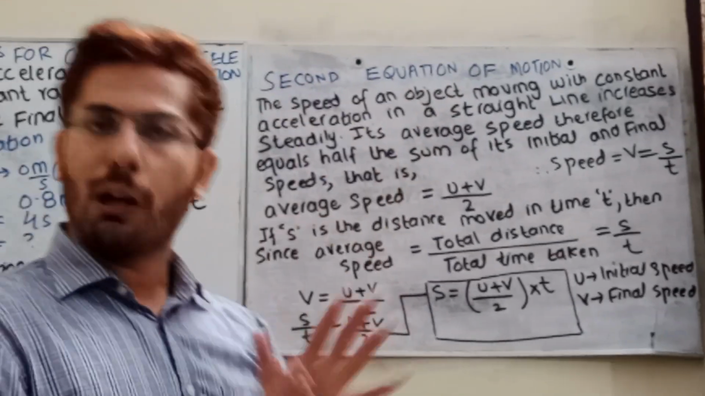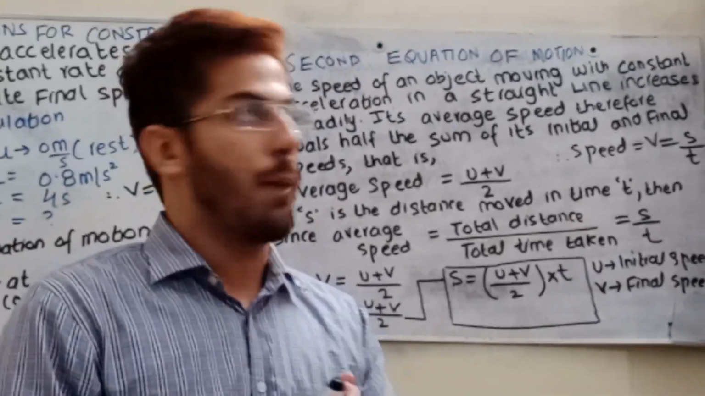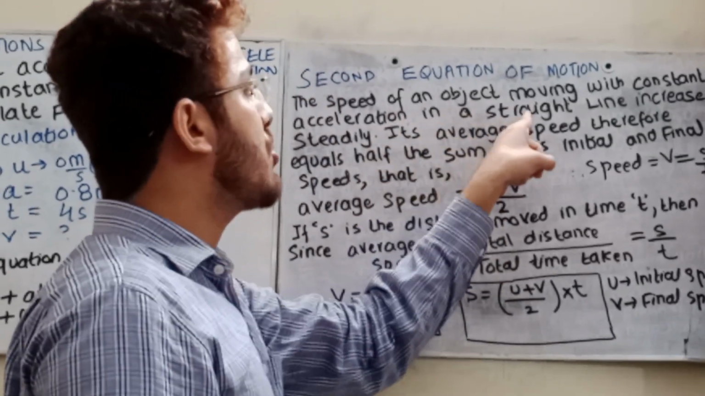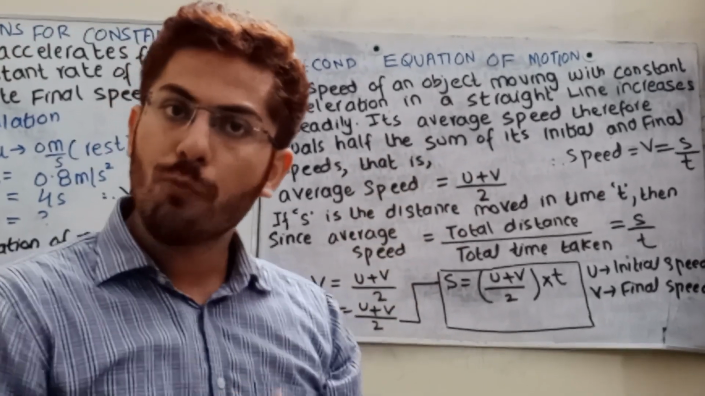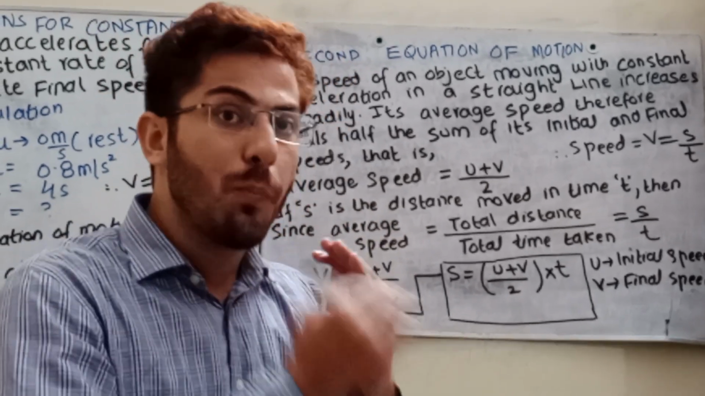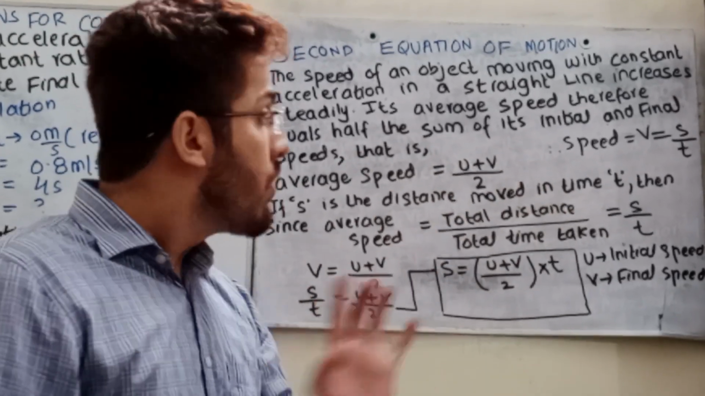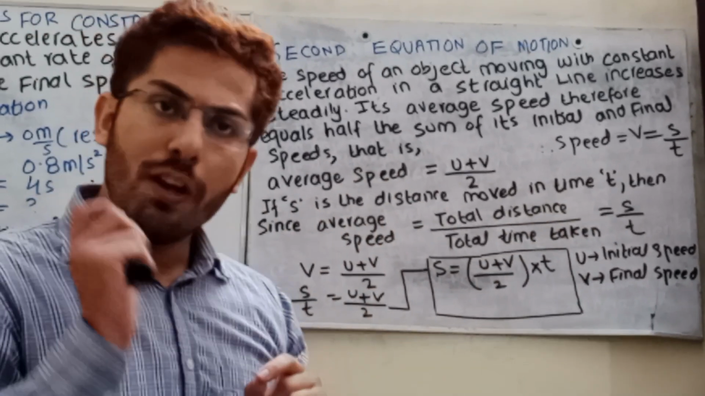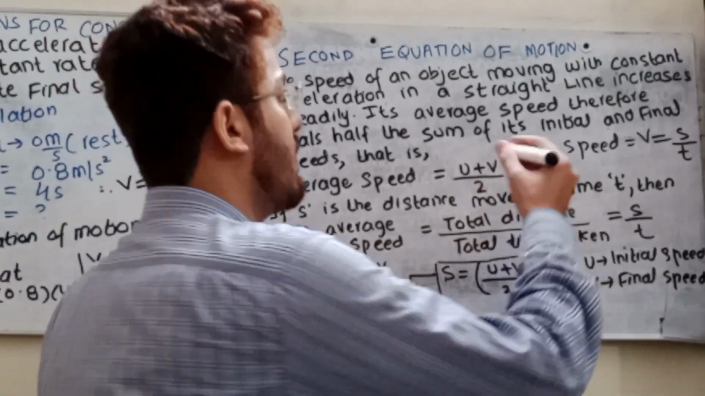Similarly, now student, the second equation of motion. The first equation you have done: final speed is equal to the initial speed plus acceleration into time. Now if the speed of an object moving with, again I told you, constant acceleration in a straight line increases steadily, its average speed therefore equals half of the sum of the initial and final speed. What does it mean? Student, do remember, average speed, you know, is total displacement upon total time. Now average speed is initial plus final divided by 2. If s is the distance moved in time t, then for average speed, always remember student, if you are given only two velocities, then you apply this formula directly.